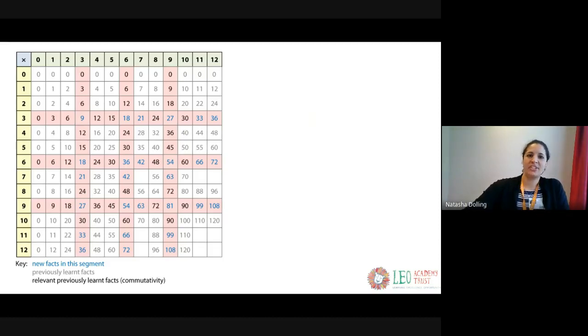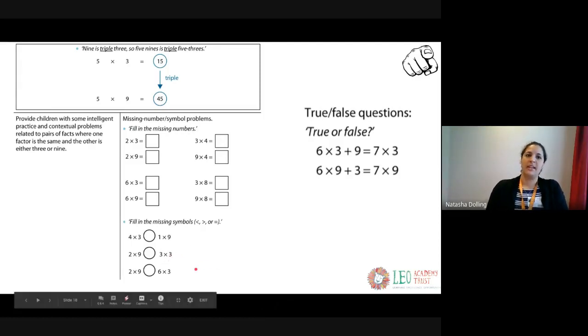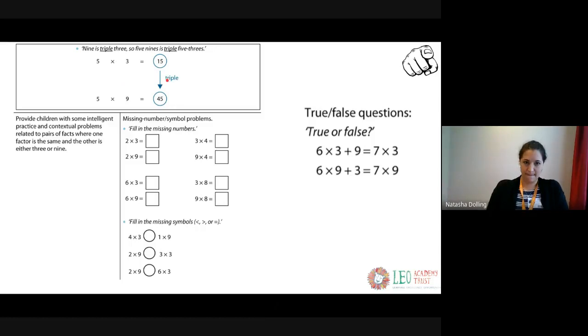And so I'm now going to have a look at 3, 6, and 9 times tables. So looking at the fact that the 9 times table is essentially triple the 3 times table, and making that really, really explicit. So if you know what 5 times 3 is, you know what 5 times 9 is, because you just have to triple it.